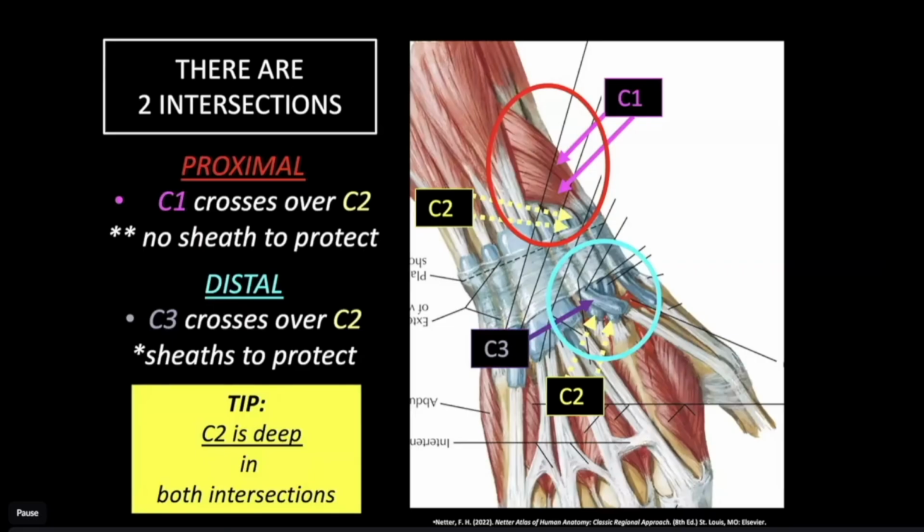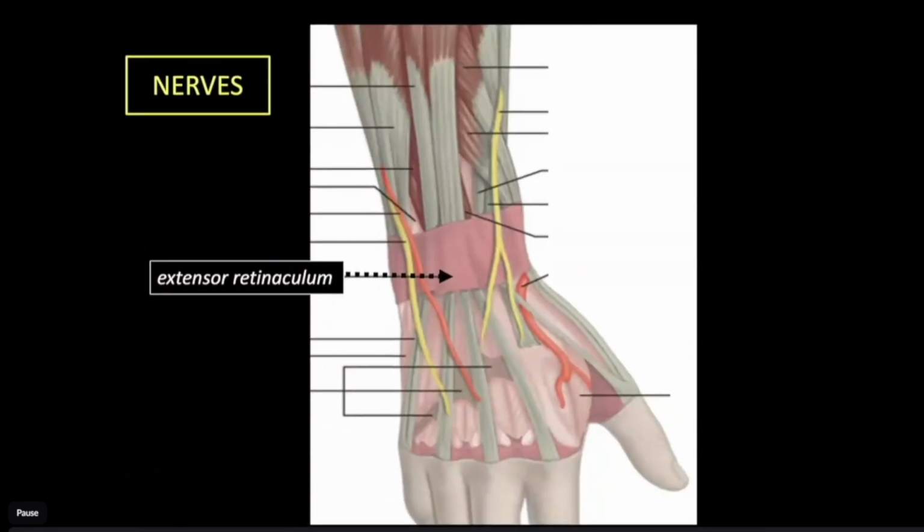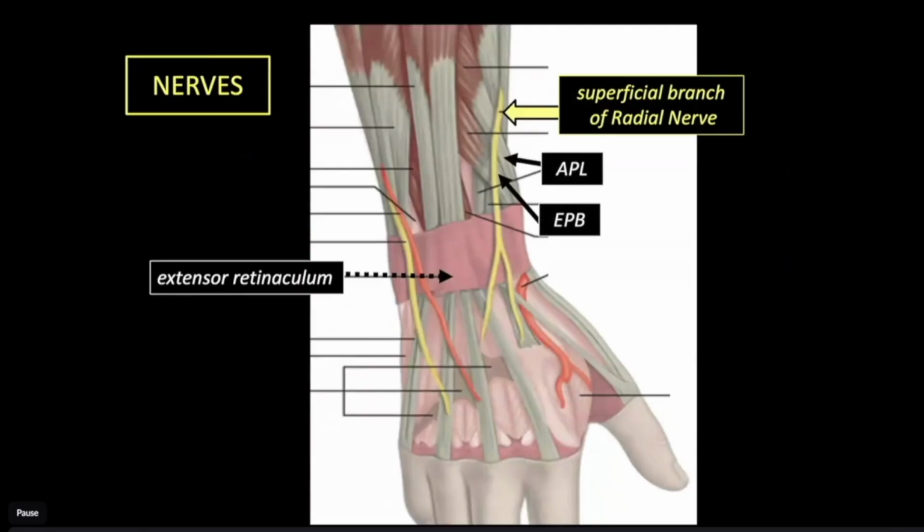I know it's out there, but I haven't seen one. Your tip here is compartment 2 is always going to be deep in both of those intersections. Now, there are also some nerves to think about. On the radial aspect, the superficial branch of the radial nerve has fascicles that travel down at that location, and they cross over the retinaculum and also compartment 1.